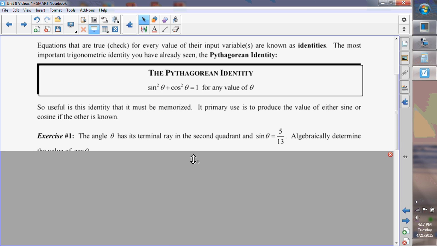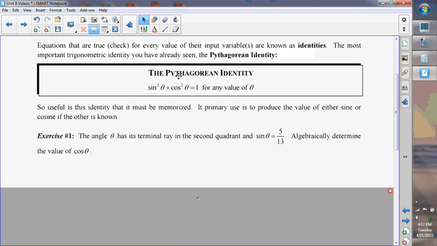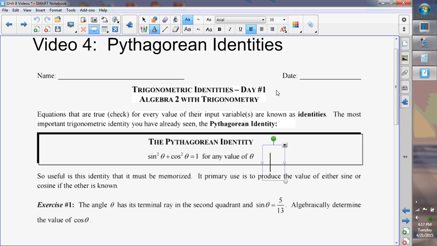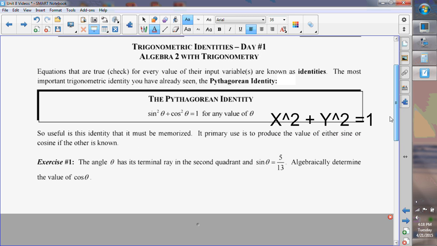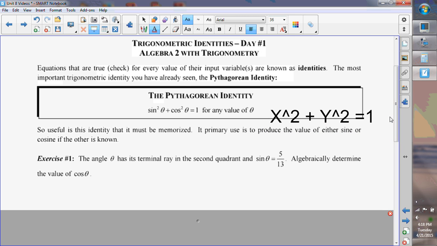And that's true for all values, and we got that from using the unit circle and the idea that we have a right triangle and that we have x squared plus y squared is equal to 1. And we are going to primarily memorize this idea of sine squared plus cosine squared equal to 1, and we can use it to answer these questions.